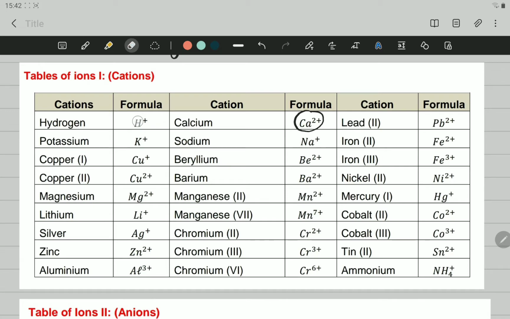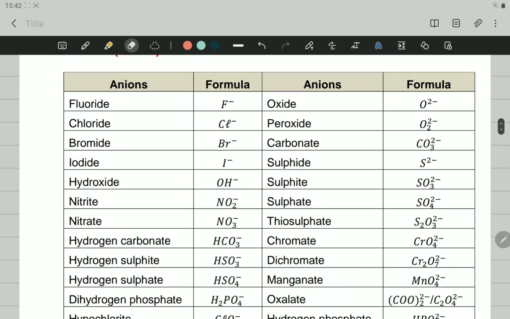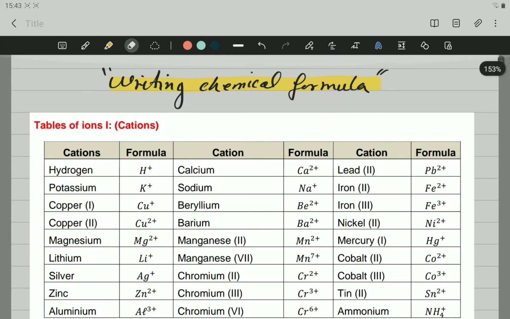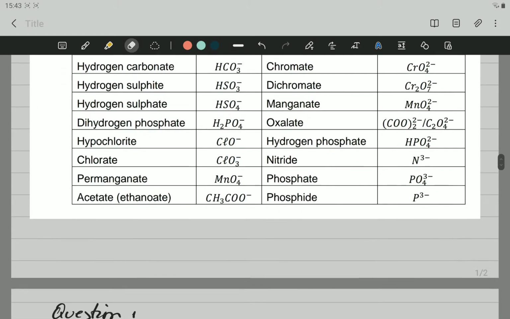Okay, now we also have a table of anions. These ones are negative, though these are ions as well, but they are negative. And you have some monatomic ions and some polyatomic ions like NO3 nitrate, for example, or nitrite. Okay, so this is important. You must learn these two tables. There is no other way, but you have to learn by memory. You have to memorize these tables.